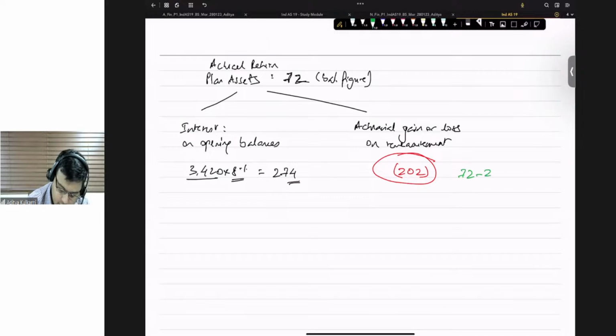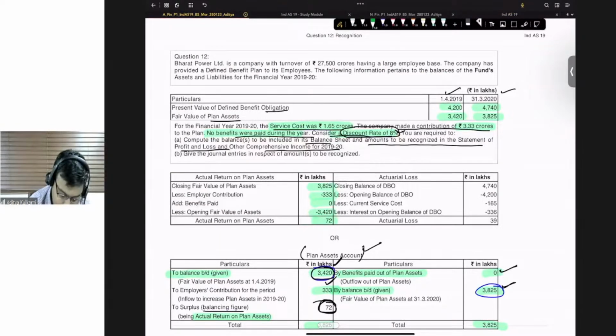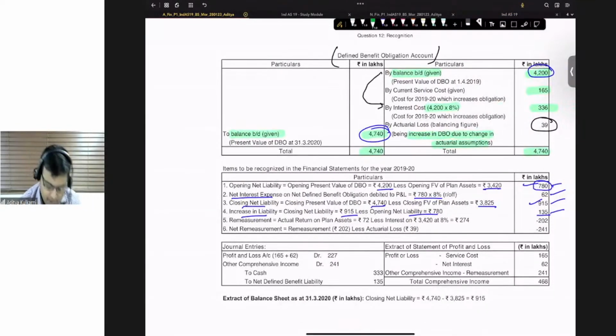This is nothing but 72 minus 274. 202 is nothing but an actuarial loss rahega isme. It is an actuarial loss which has to be recognized, where this will go in other comprehensive income without a reclass to the P&L. So coming back to my example, actual return on plan assets 72 minus the interest 274. So you are having actuarial loss of 202.